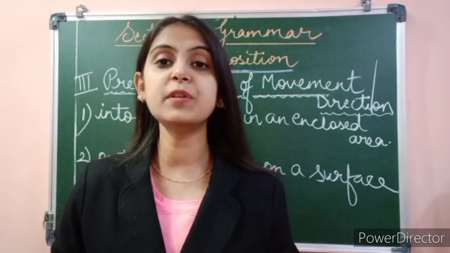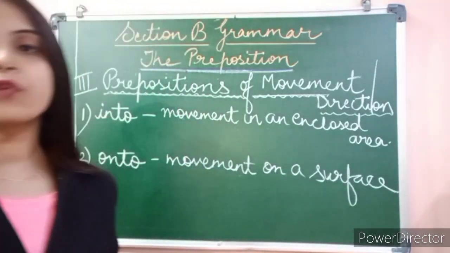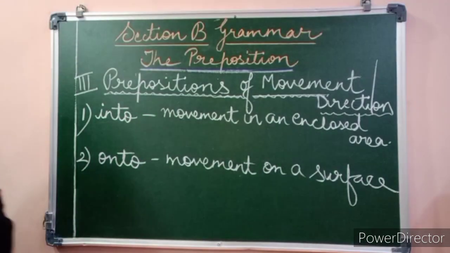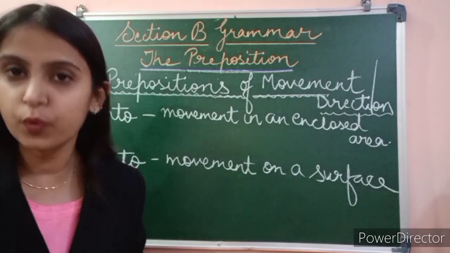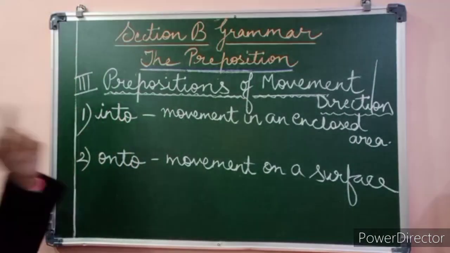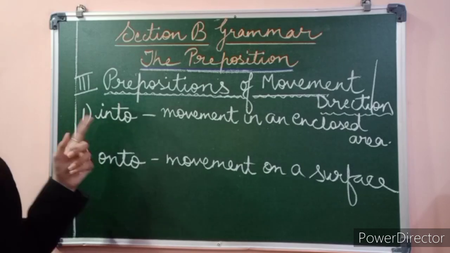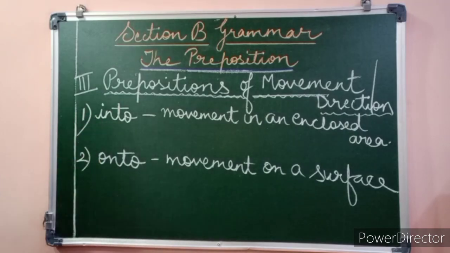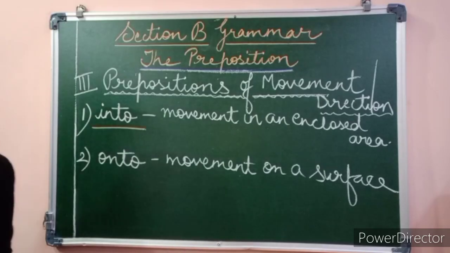Let us now begin with prepositions of movement or direction. As I've already explained to you children, prepositions of movement or direction show connection of words with respect to movement. So the first preposition we are going to learn is into. Into shows movement in an enclosed area. It shows movement in an enclosed area.